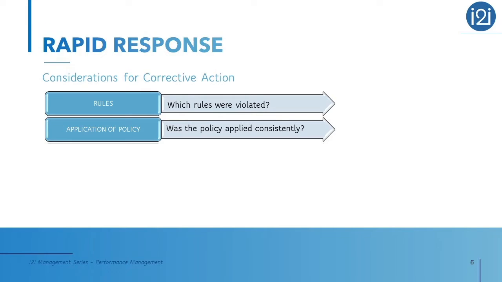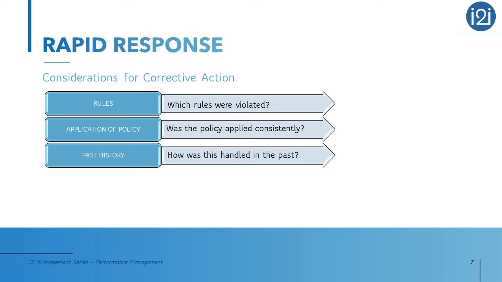A. Application of policy. Was the policy applied consistently? Were other employees treated the same way, and did they receive similar discipline? Or are there worse offenders? Are there extenuating or unusual reasons why disciplinary action is necessary? We're striving for fair and consistent application of the policies.